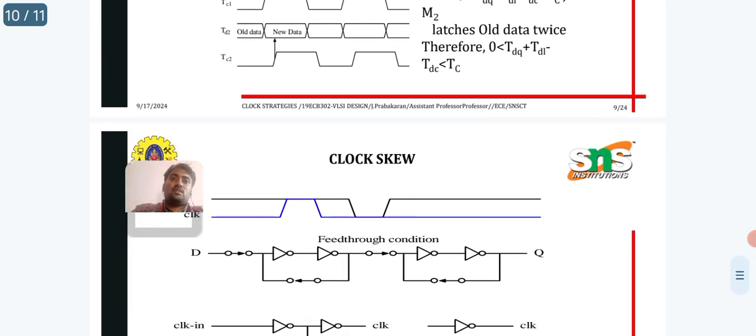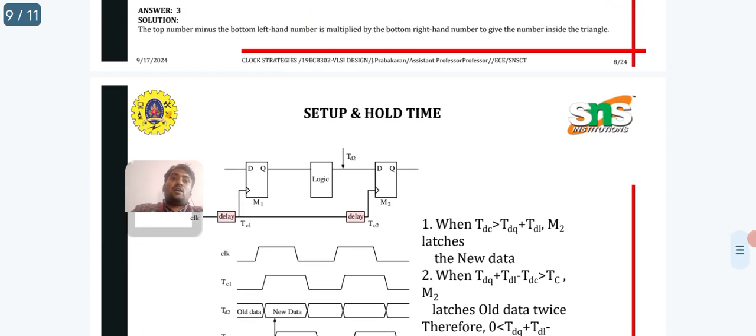Setup and hold time are key timing parameters for sequential elements such as flip-flops and latches in synchronous digital circuits. These parameters ensure that data is correctly captured on clock edges. If they are not met, timing violations can occur, potentially leading to incorrect data storage or system failures.